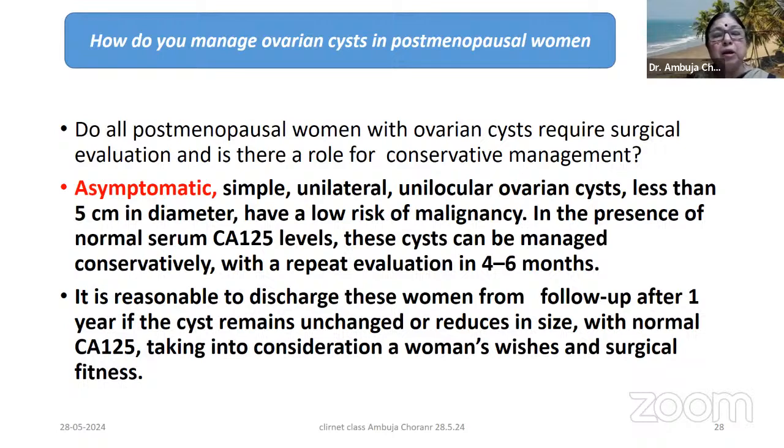Asymptomatic, simple, unilateral, unilocular ovarian cysts less than 5 centimeters in diameter. I told you what 5 centimeters is. This is like a nimbu. All of you know a lemon, isn't it? A big size lemon is 5 centimeters, because this is 2.5 centimeters and this is 5 centimeters. Such cysts have a low risk of malignancy in the presence of normal serum CA125 levels. These cysts can be managed conservatively with a repeat evaluation in 4 to 6 months. Is it clear for you?